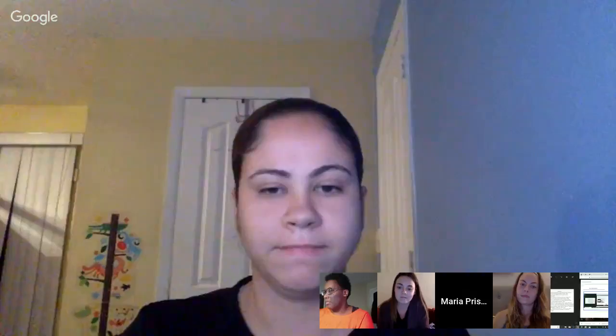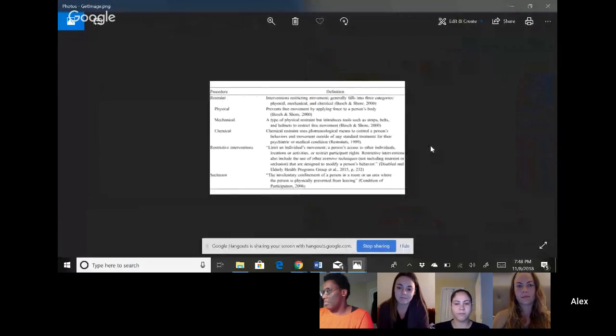To start, we would like to show a visual that gives you a clear definition of restraints. They are interventions restricting movement, and generally fall into three categories. Physical, which is preventing free movement by applying force to a person's body. Mechanical, which is a type of physical restraint but introduces tools such as straps, belts, and helmets that restrict free movement. Chemical, which uses pharmaceutical means to control a person's behavior or movement outside of any standard treatment.